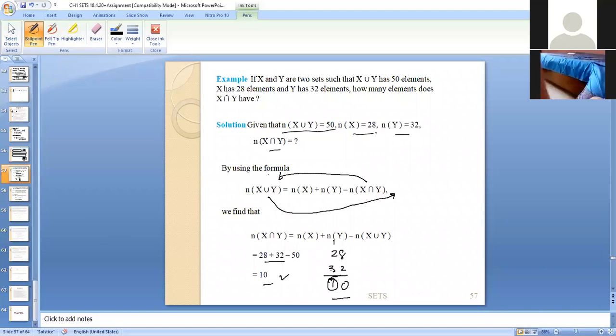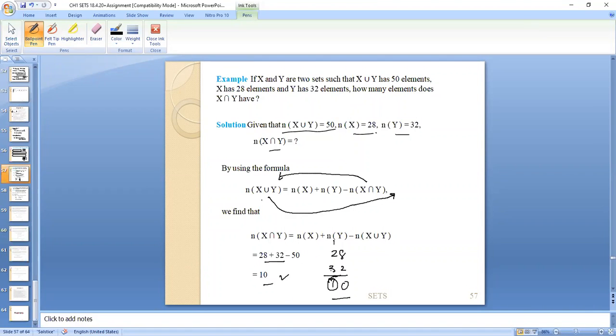So the very first thing, you will apply the formula. Number of elements in X union Y is equal to number of elements of X plus number of elements of Y minus number of elements in X intersection Y. As per the question, you have to find X intersection Y. So number of elements in X intersection Y you are taking to the left hand side, and this union you are taking to the right hand side. So number of elements in X intersection Y will be number of elements in X plus number of elements in Y minus number of elements in X union Y.